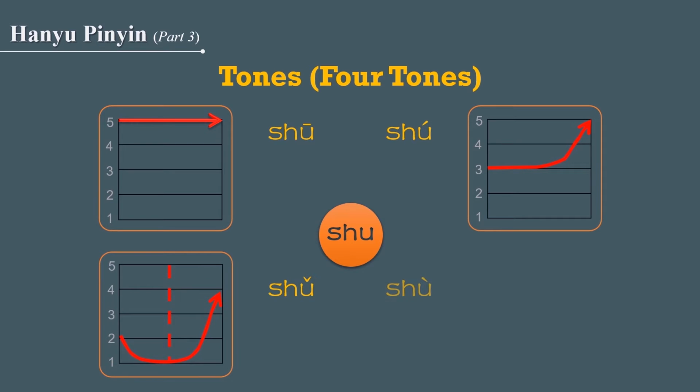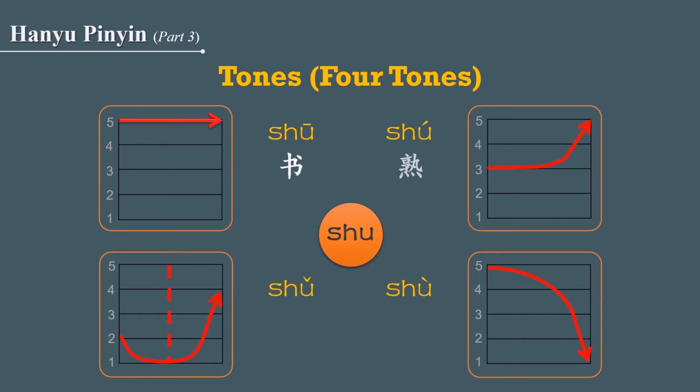these 4 syllables have the same initial and final, but different tones. Now, please treat the 5 lines as the musical notation. With the first tone, we read it high and flat. Shu, shu. And with this character, it means the book.